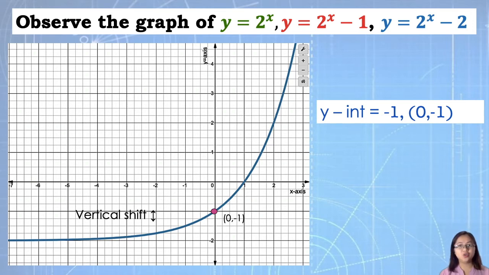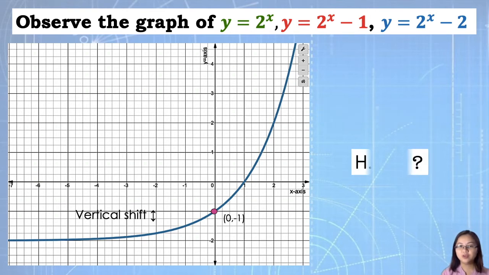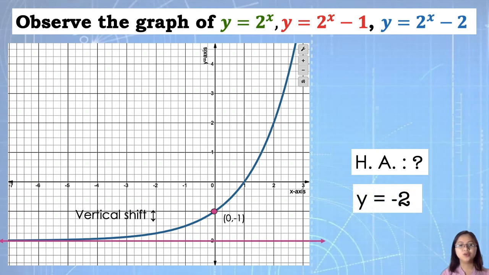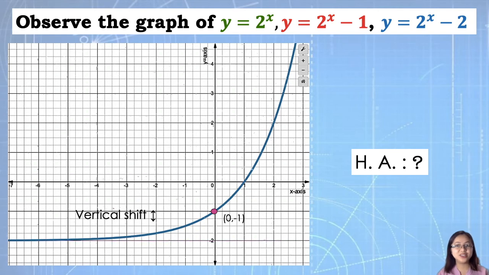So our y-intercept is negative 1, or 0, negative 1. We could just substitute 0 to our x, wherein it would just give us 2 to the 0 is equal to 1 minus 2, that is negative 1. So, for our horizontal asymptote, it's here at negative 2. So, we have y is equal to negative 2. What have you noticed? Yes, your horizontal asymptotes depend on your c. So, let's try to find out. Is there a 0?